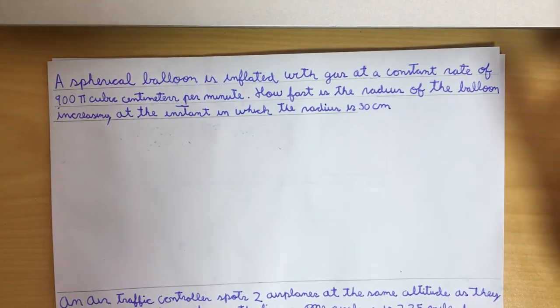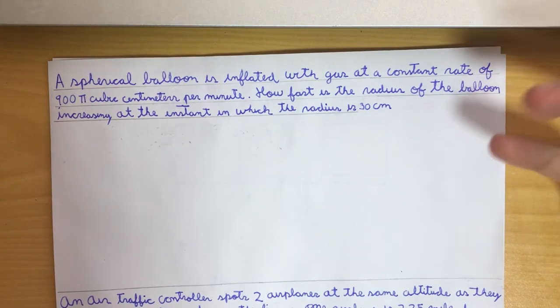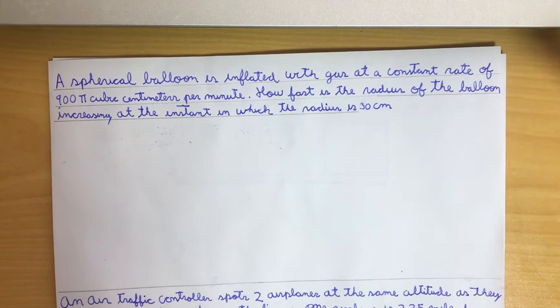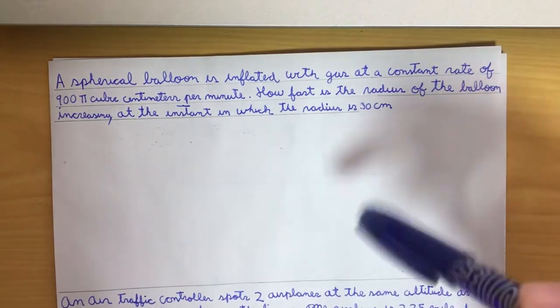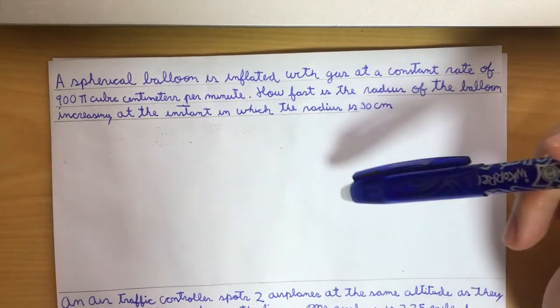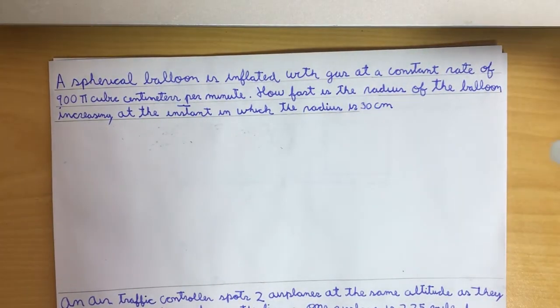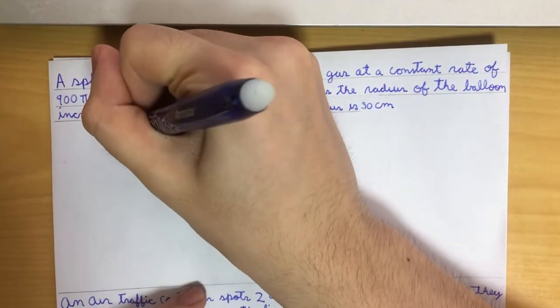Alright, this is going to be the first video for my derivative series, and today we're going to talk about unsolved related rates and optimization problems. So let's get started. A spherical balloon is inflated with gas at a constant rate of 900 pi cubic centimeters per minute. How fast is the radius of the balloon increasing at the instant in which the radius is 30 centimeters? Alright, so we have 900 pi.